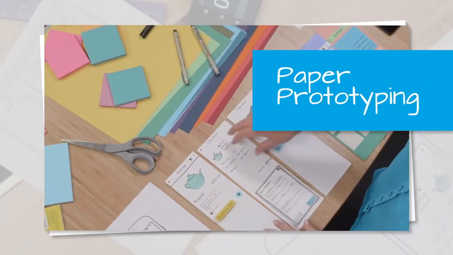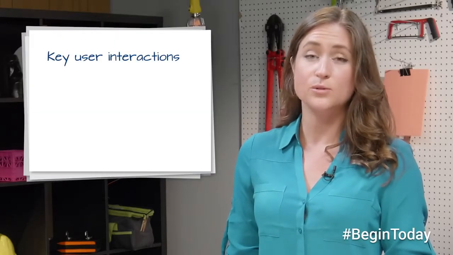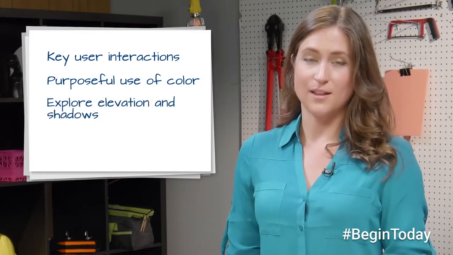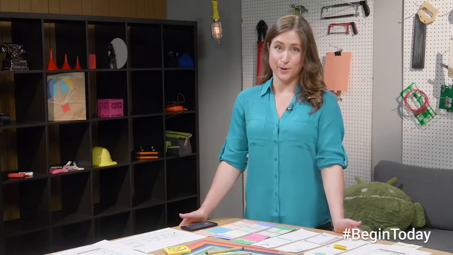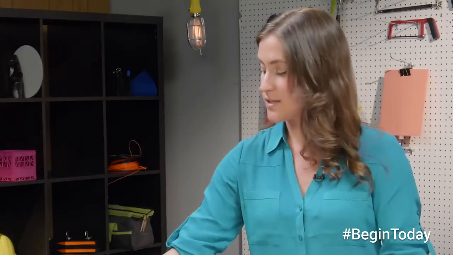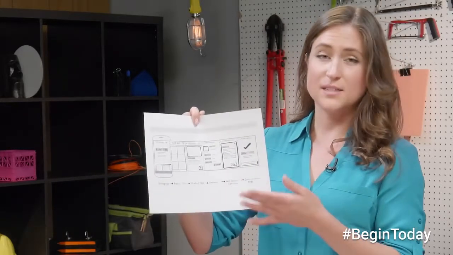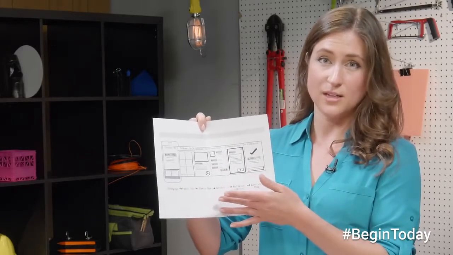In addition to sketching, another low-fidelity option is paper prototyping. Today I'll cover how paper prototyping can help you think through key user interactions, use color more purposefully, and visualize elevation and shadows. And let me give you some practical paper prototyping pro tips. As you can see with the sketch that Miriam created, it's easy to visualize the user flow, but it's a little bit more difficult to understand the user interactions between the screens.